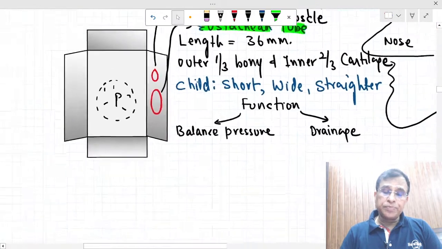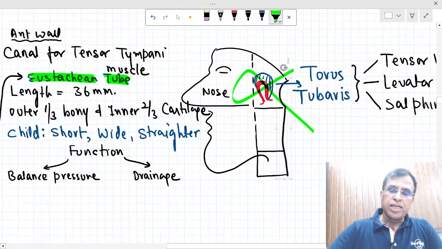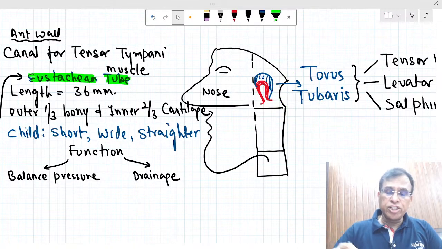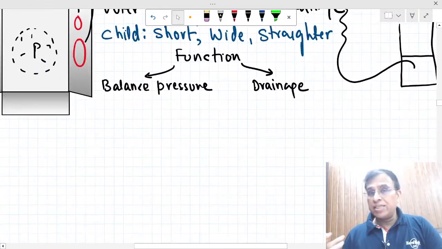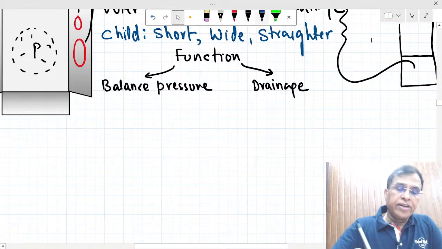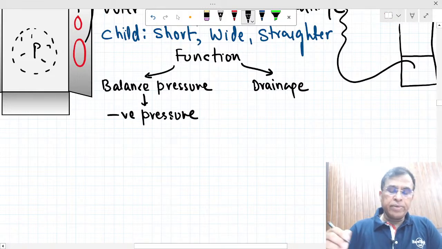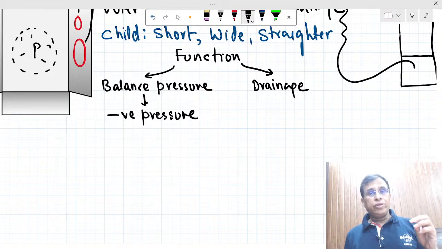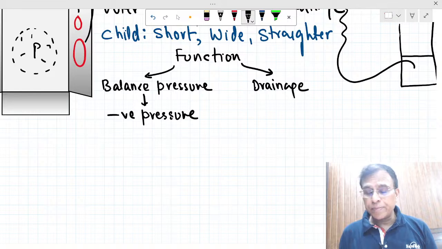Now I told you, if you remember, the eustachian tube in the nasopharynx gets blocked very commonly. Every time there is rhinitis, sinusitis, flight and all that, it gets blocked. And if the eustachian tube gets blocked, both the functions get disturbed. It cannot balance the pressure, it cannot drain, and if it cannot balance the pressure, I already told you it causes negative pressure. And negative pressure in the middle ear happens within few minutes. If the eustachian tube is blocked now, within 5 to 10 minutes, it will start creating a negative pressure. It's a very instantaneous thing.